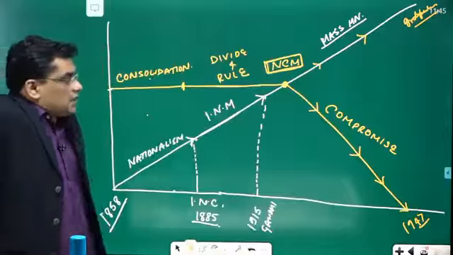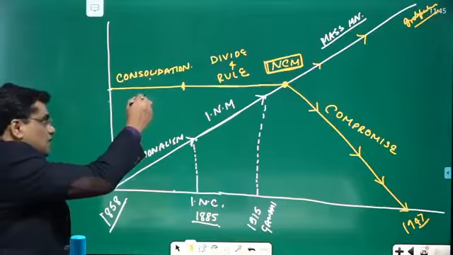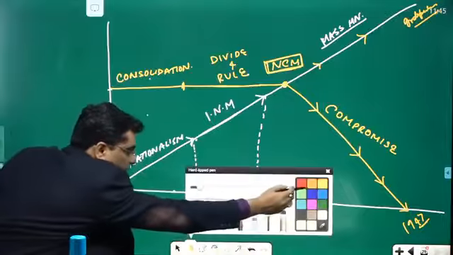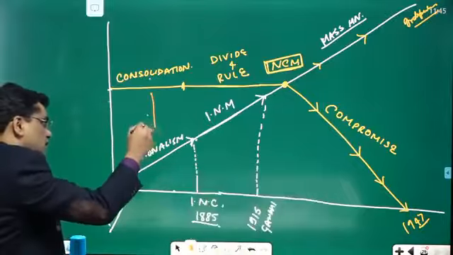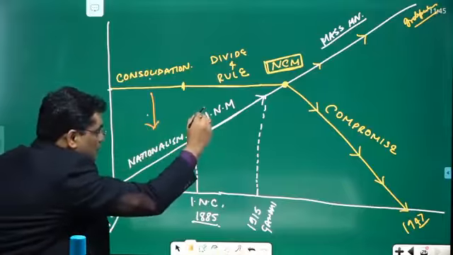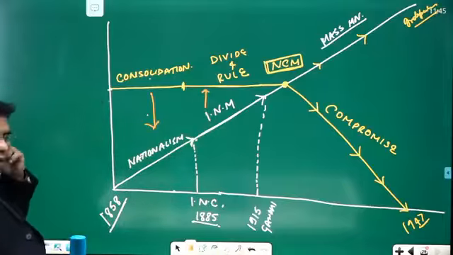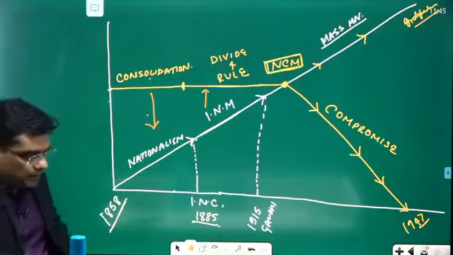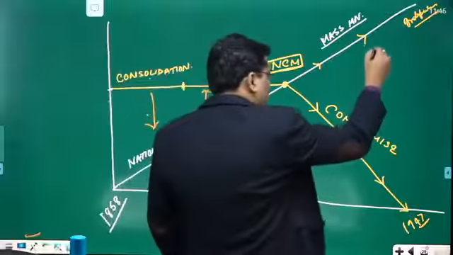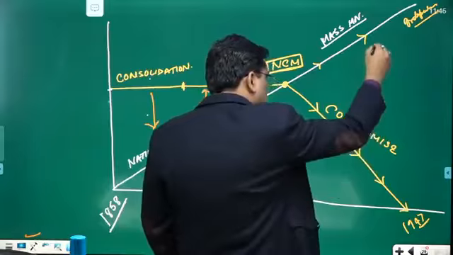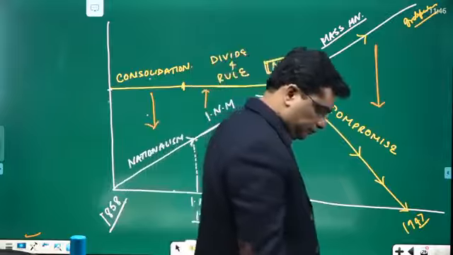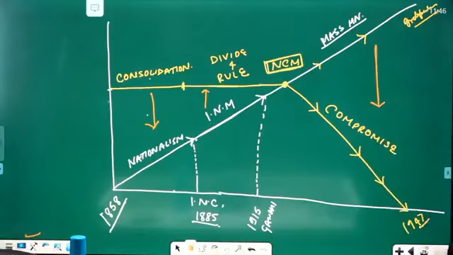So try to understand this graph: consolidation led to the rise of nationalism. The Indian national movement forced the British to start the policy of divide and rule. And then the mass movement led to the policy of compromise. Consolidation, Indian national movement, and then the policy of compromise.